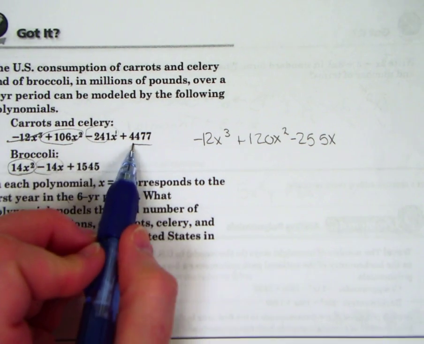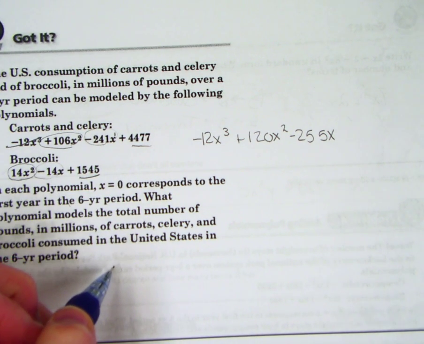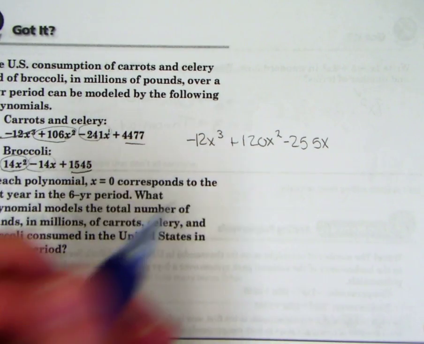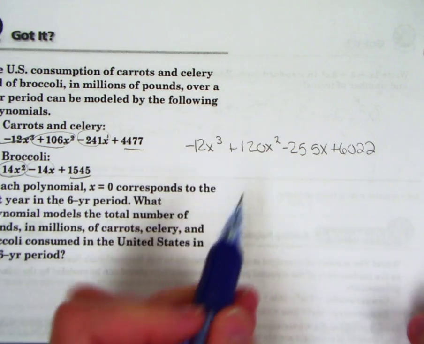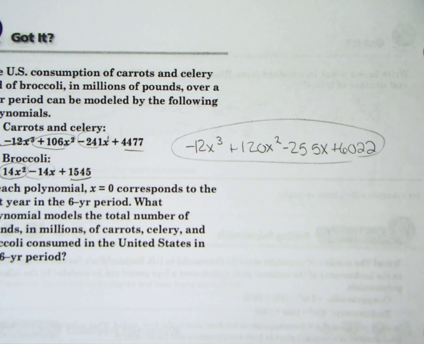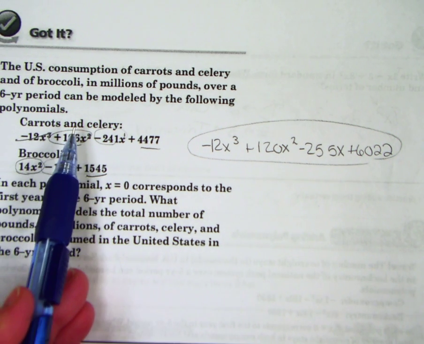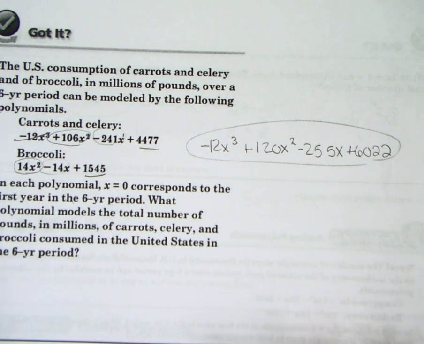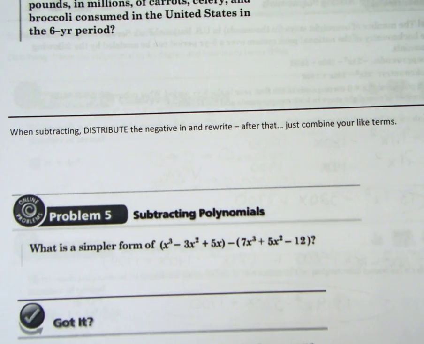And we have 4,477 and 1,545. Add those together and you get a positive 6,022. So this is the model. Remember, a model is just an equation that represents the combination of the first equation, which was carrots and celery, and the second equation, which is broccoli. Just add the like terms together. Let's move on to problem 5.